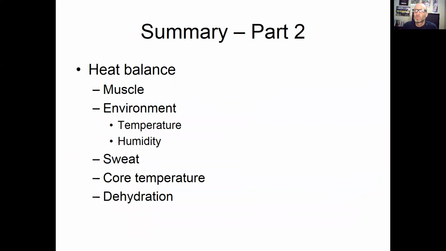So summarizing part 2, heat balance: heat is created by the body via muscle contraction. Environment adds to heat balance: temperature, humidity, whether environmental temperature is greater than or colder than body temperature. Sweat is an important mechanism in hot environments to maintain core temperature. Core temperature is really the critical feature here influencing endurance performance. And dehydration is really related to an impairment of the sweat process to stay cool. Okay, thank you.